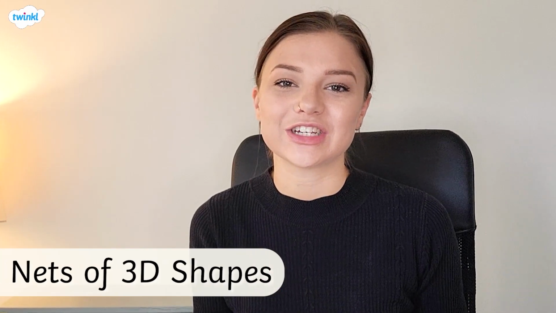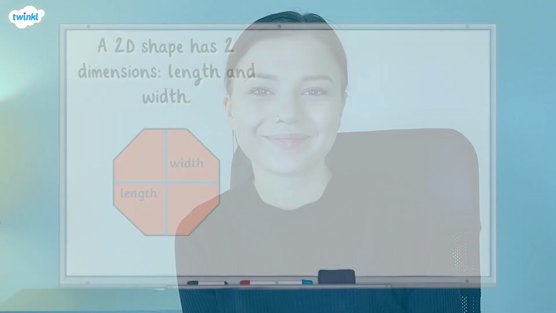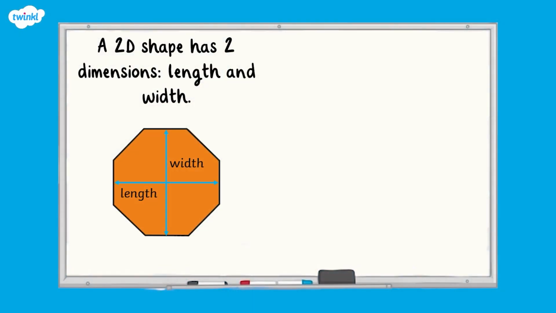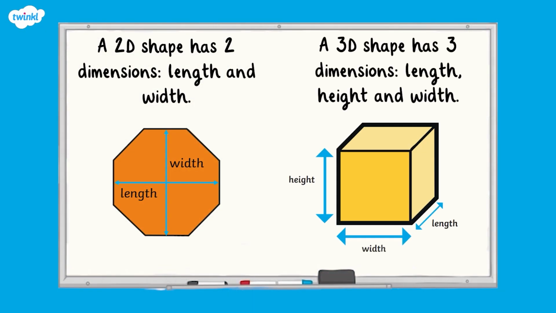This video is here to help you when recognising nets of 3D shapes. Let's take a look at some shape vocabulary before we begin. A 2D shape has 2 dimensions, length and width. A 3D shape has 3 dimensions, length, height and width.